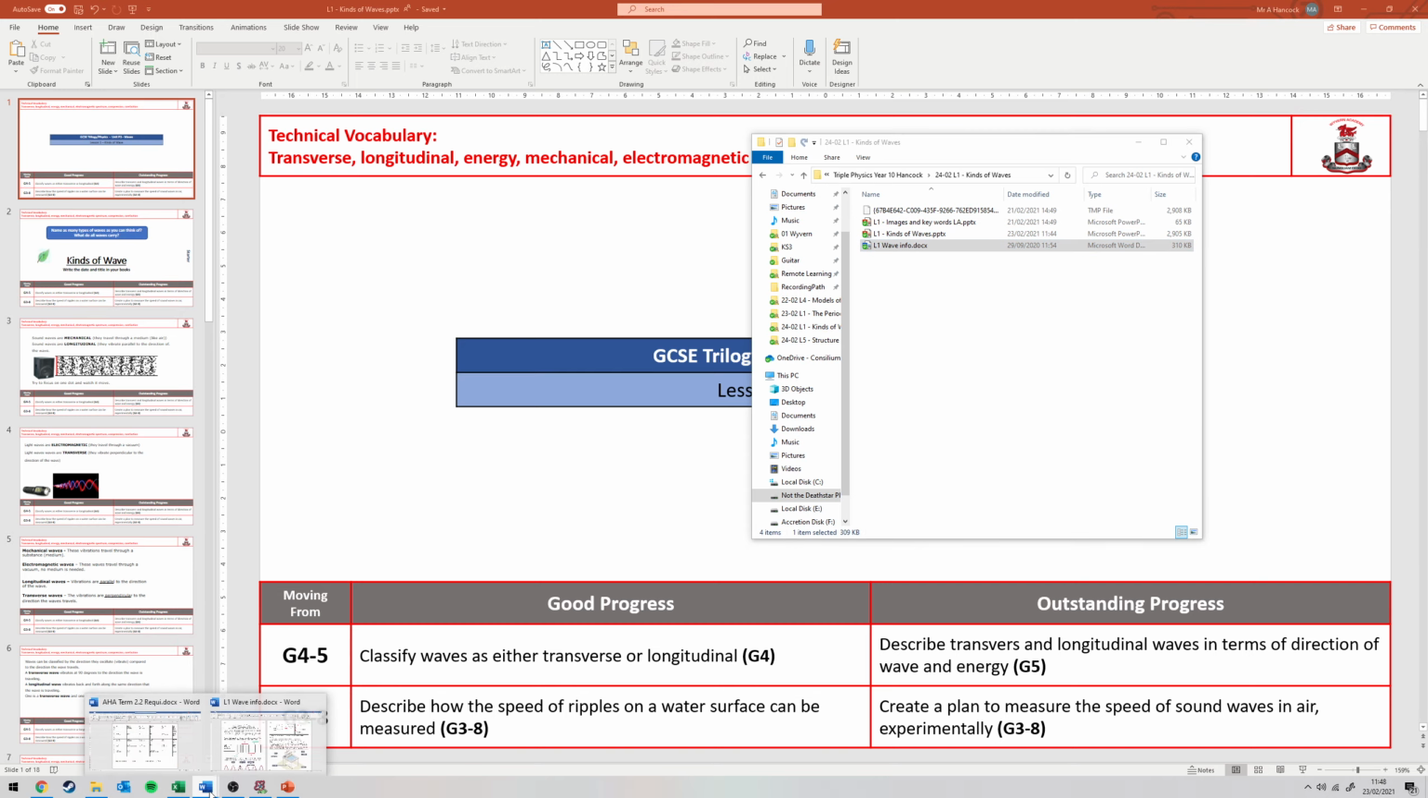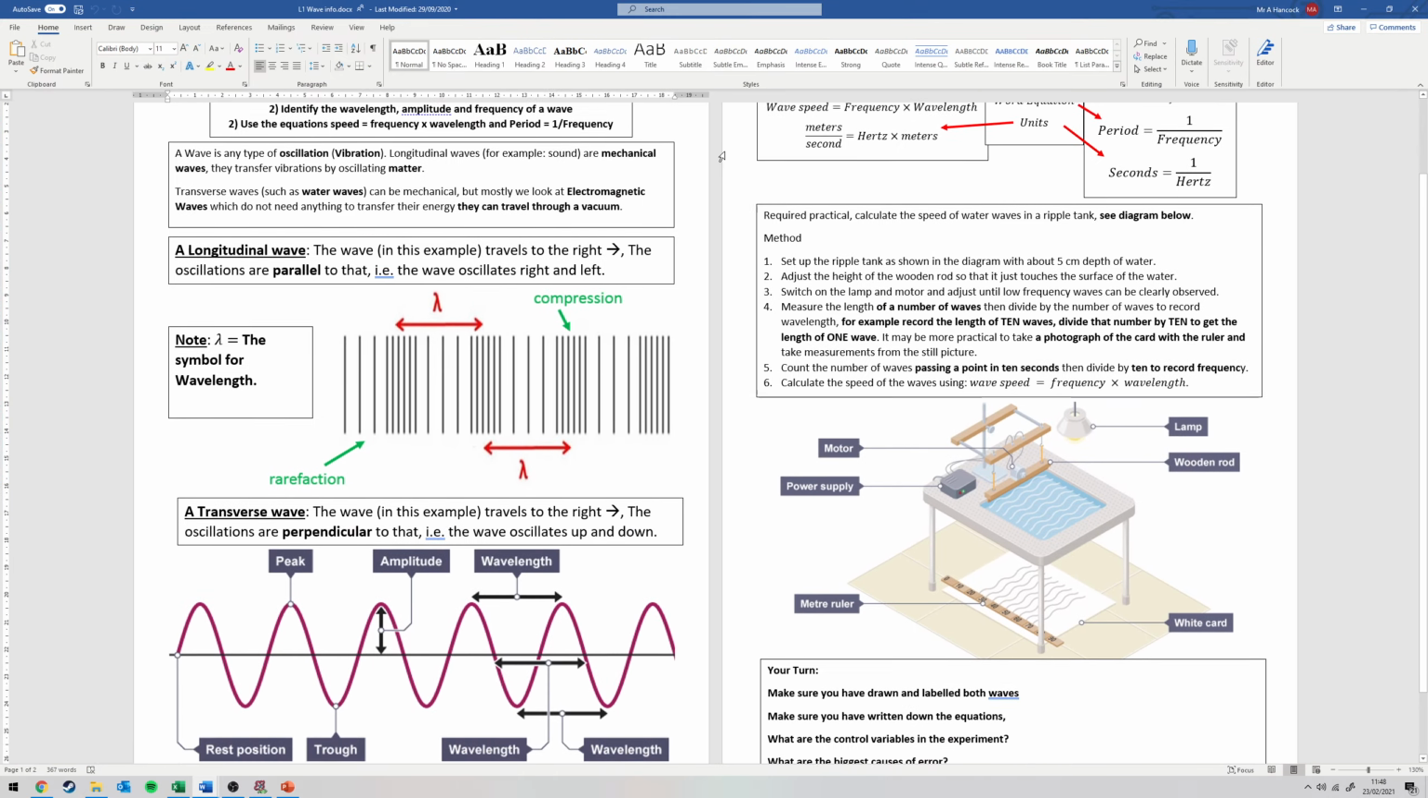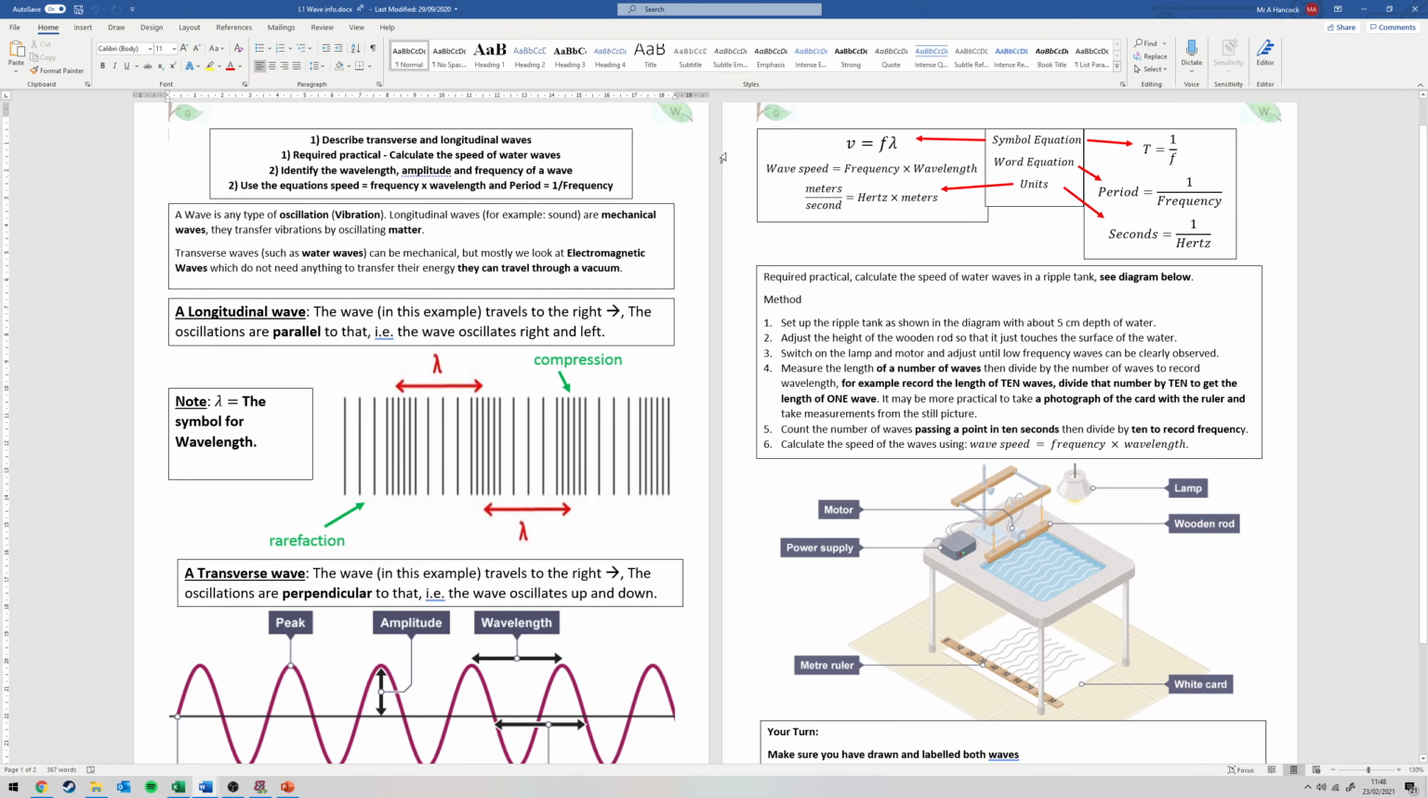This wave info in here is, because there's a lot of information to cover. Now the information itself is not difficult. It's a lot of knowledge. So the first lesson is really just, I'm going to tell you a lot of stuff and you've got to make notes and remember it.